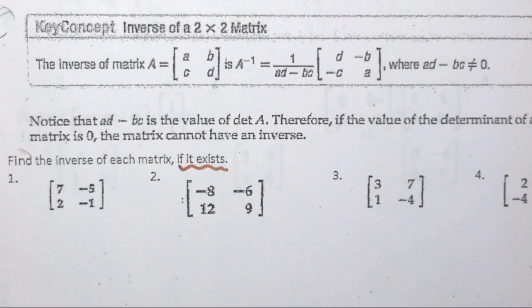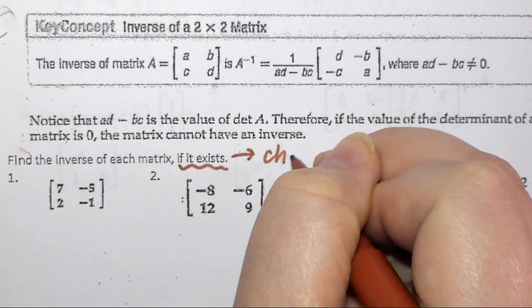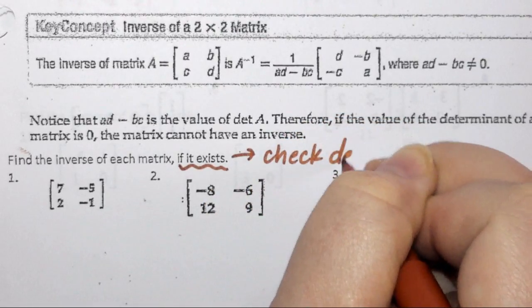How do we decide that? I told you two days ago. We're okay with the determinant being positive or negative. There's only one value that makes us worry. Your determinant cannot be 0. So if it exists, check the determinant.